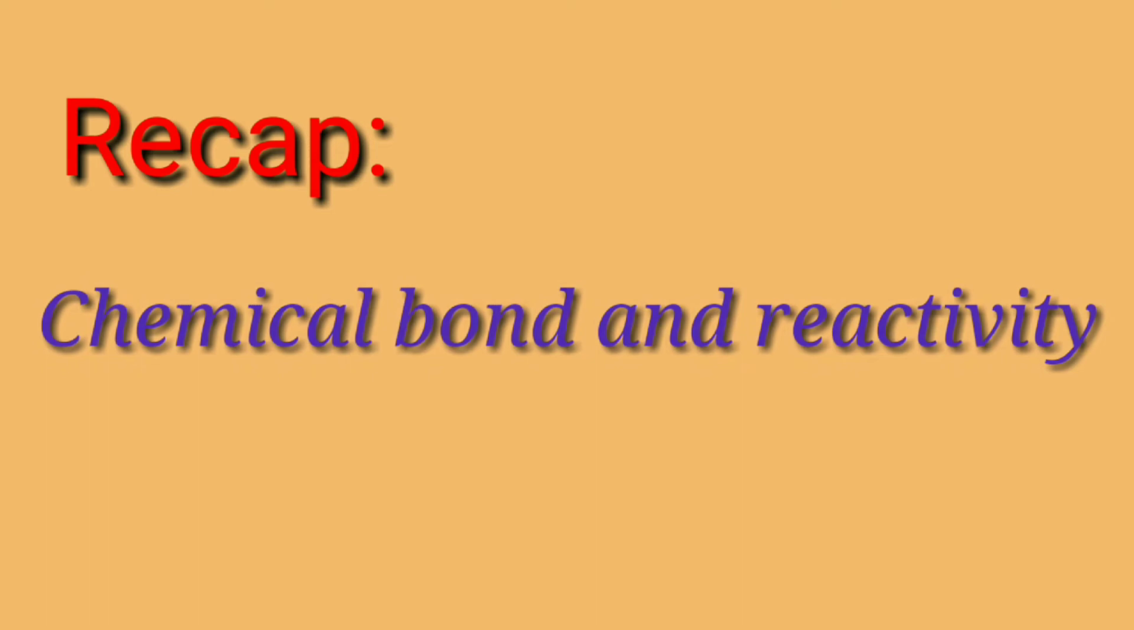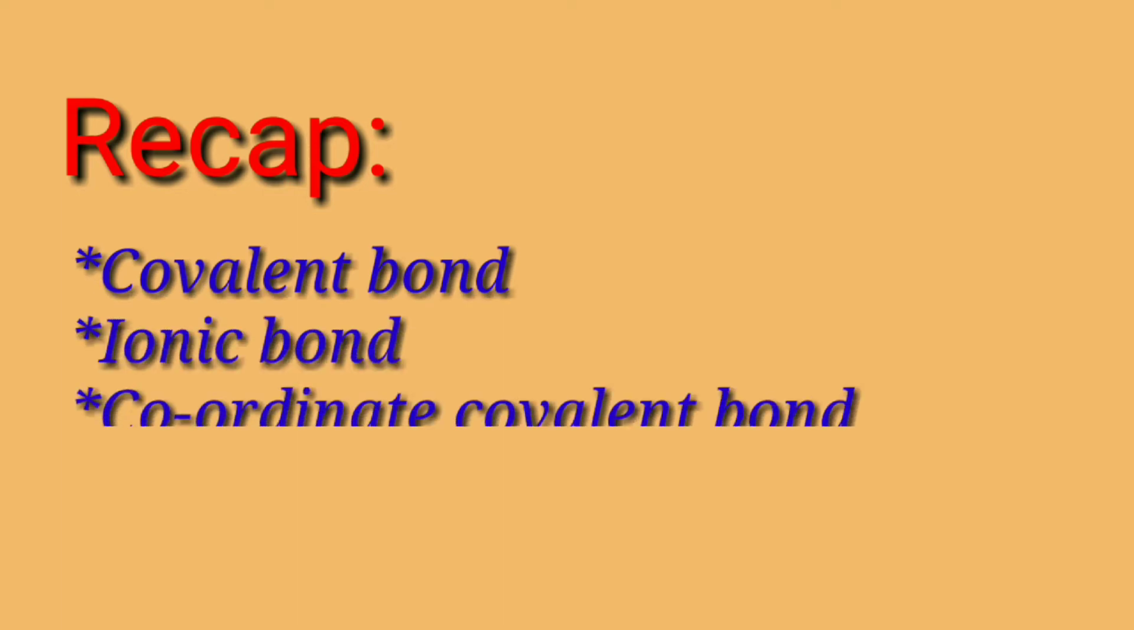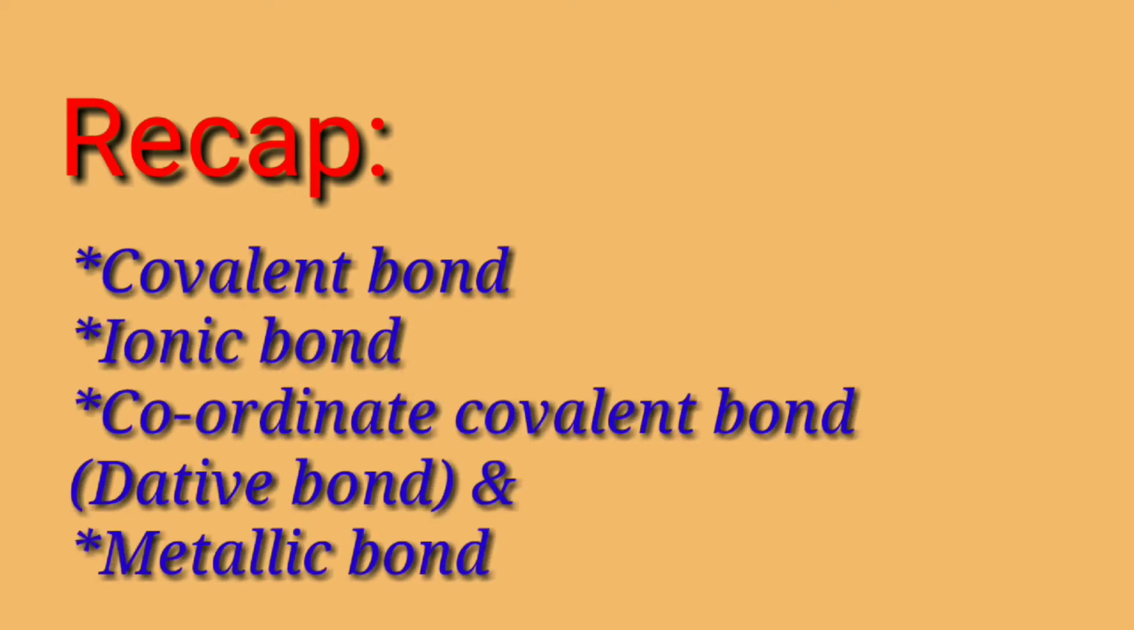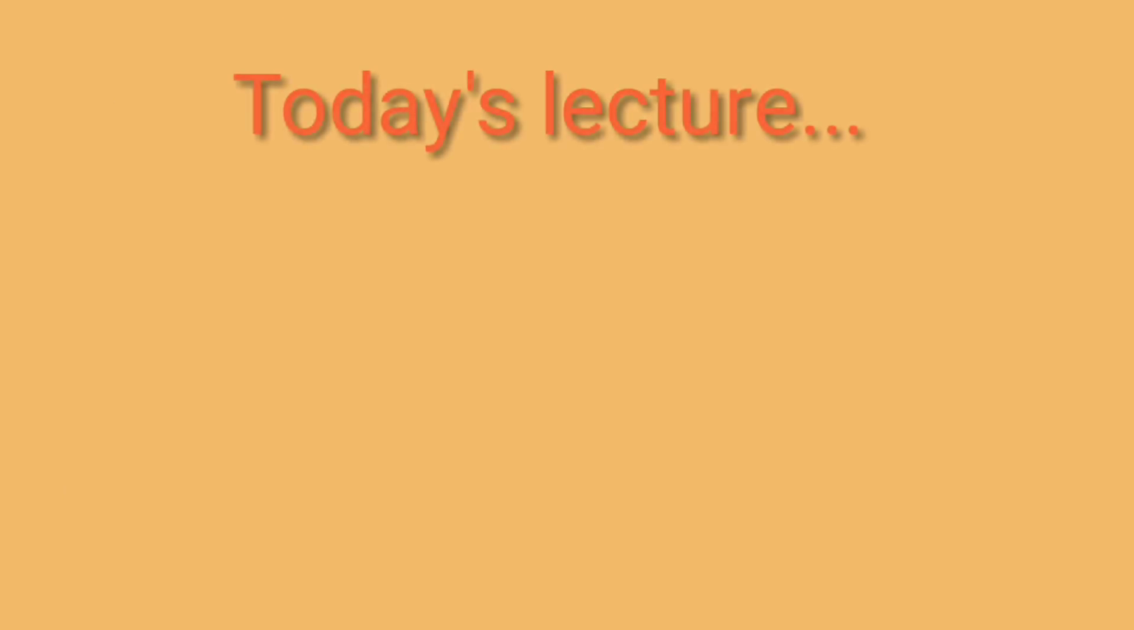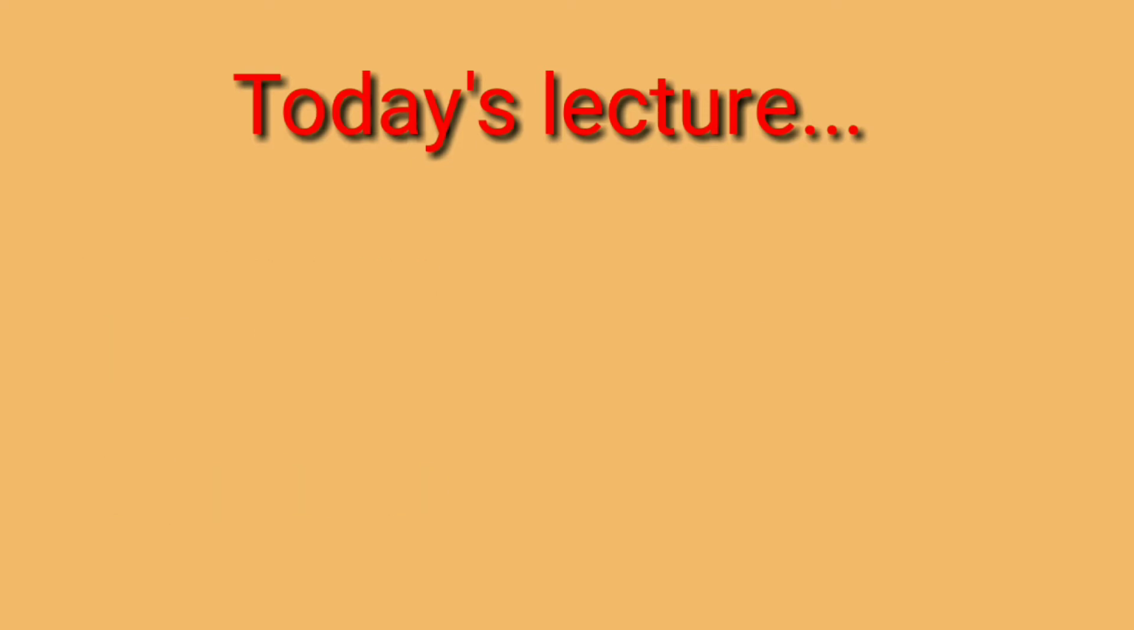So students, in our previous lecture, we started with a new topic, that is chemical bond and reactivity. And we discussed the definition of the term chemical bond, and different types of chemical bond like covalent bond, ionic bond, coordinate covalent bond, that is dative bond, and metallic bond. So students, in today's lecture, we are going to discuss the difference between ionic bond and covalent bond along with Fajan's rule. So let's get started.